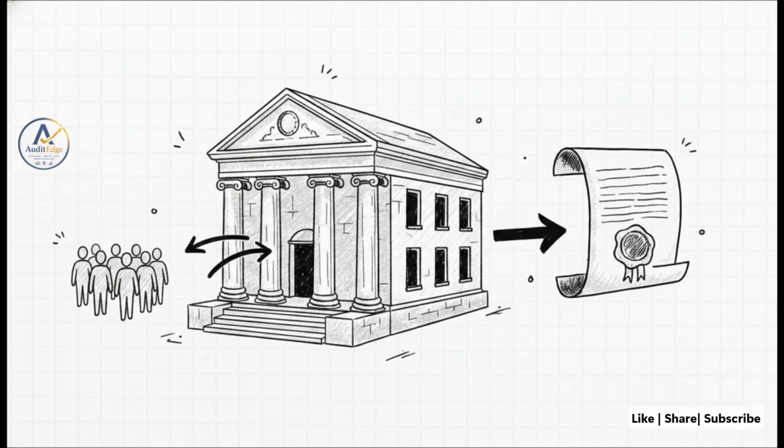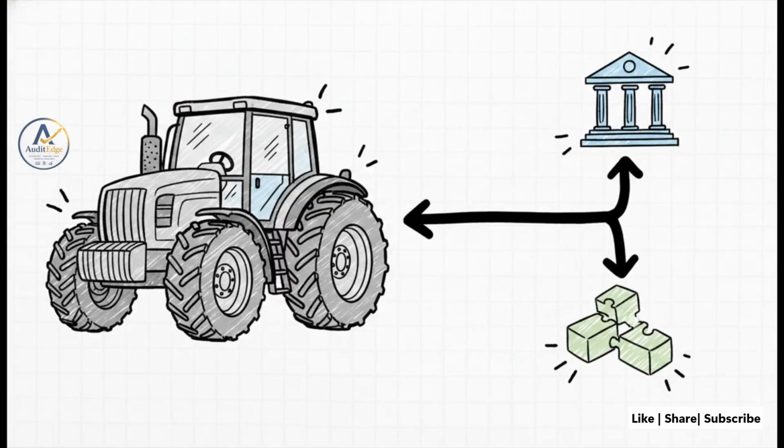Examples here include cash proceeds from issuing shares, cash repayments of amounts borrowed, and cash payments by a lessee to reduce the outstanding liability relating to a finance lease. Now here's where it gets a bit tricky. A single transaction can actually have multiple classifications.